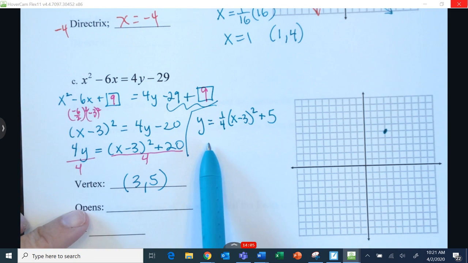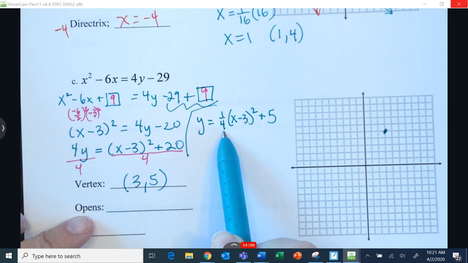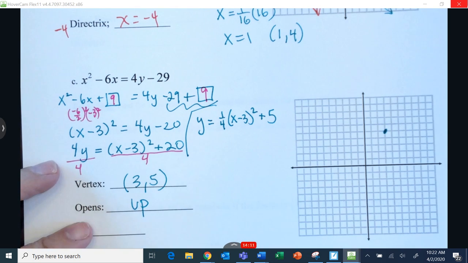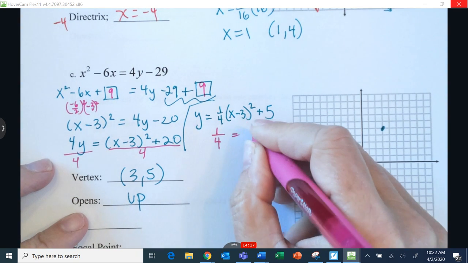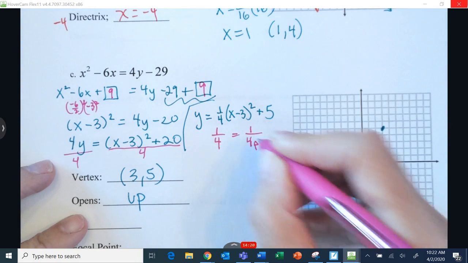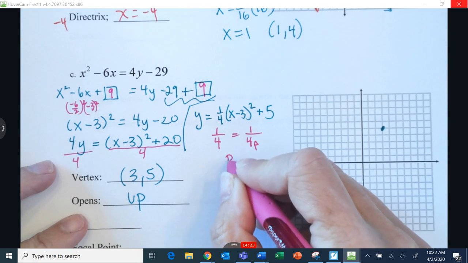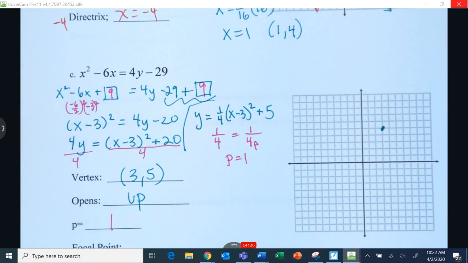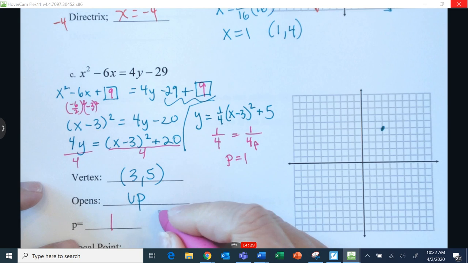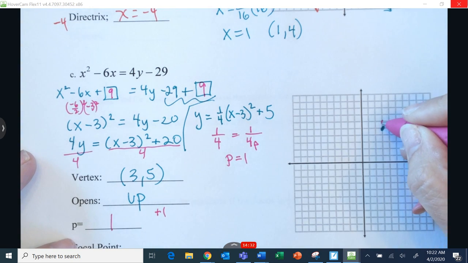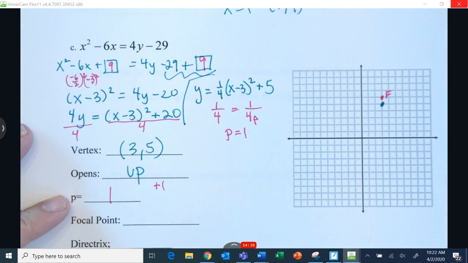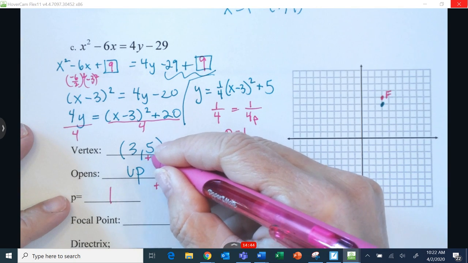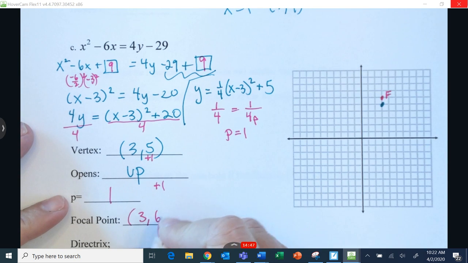This is y equals, the number up front, 1/4 is positive, so this is going to open up. The p-value, I need to take 1/4 and set that equal to 1/4p. And then I set my denominators equal to each other. p has got to be 1. So my focal point is going to go up 1. Again, we're going in the direction that the parabola opens, up 1. So that's my focal point. I can either go over here to the graph and figure out what point that is, or I could just say, well, I added 1 to the y's, so (3, 6).